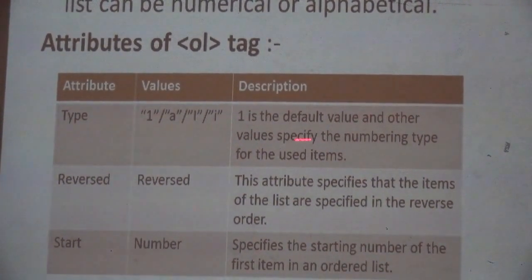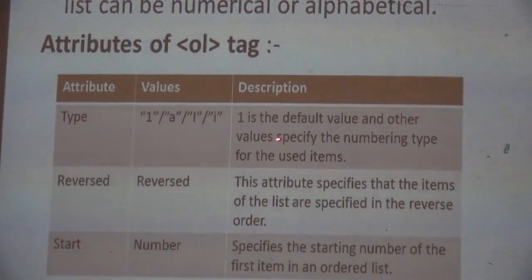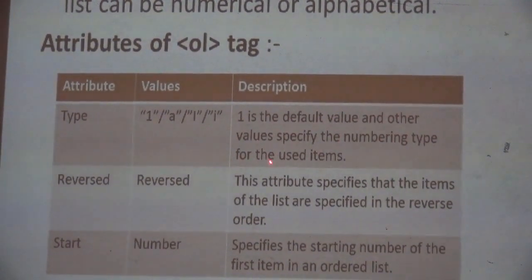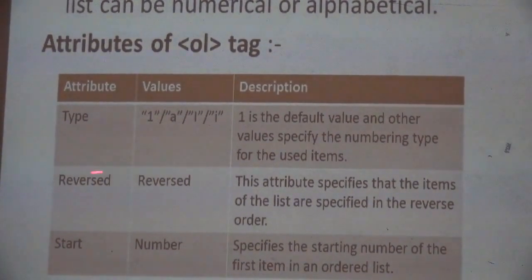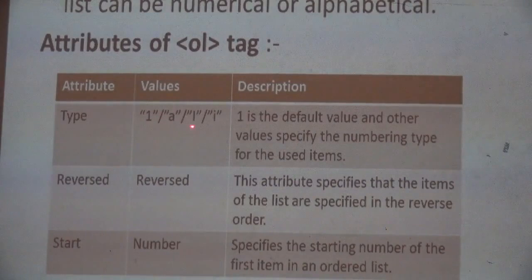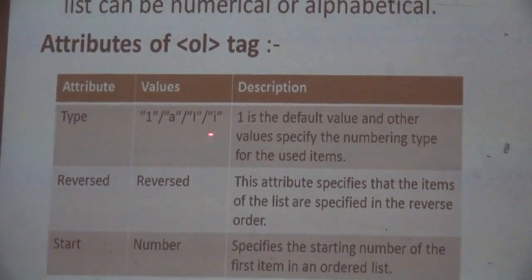Again question, what is the default attribute of order list? So you have to write 1 is the default value and other values specify the numbering type for the list items. So if we are not giving such type of values, by default the browser will take 1 as the first value.